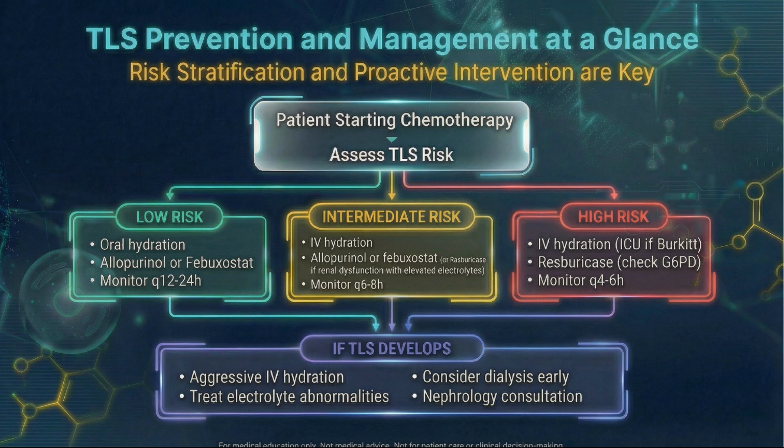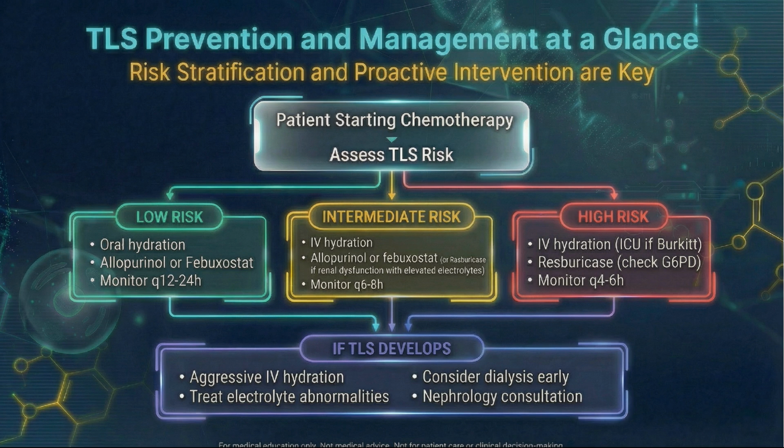For low-risk patients, the strategy includes oral hydration, a xanthine oxidase inhibitor like allopurinol or febuxostat, and monitoring every 12 to 24 hours. For intermediate-risk patients, we escalate to IV hydration and a xanthine oxidase inhibitor like allopurinol or febuxostat. Rasburicase may be considered if there is baseline renal dysfunction or already elevated electrolytes. Monitoring should be every 6 to 8 hours.